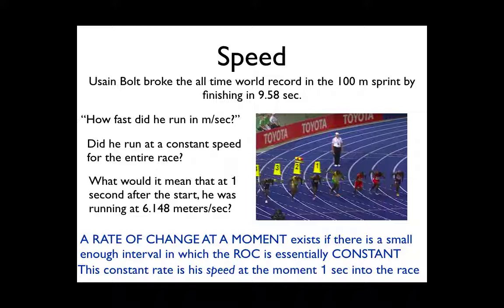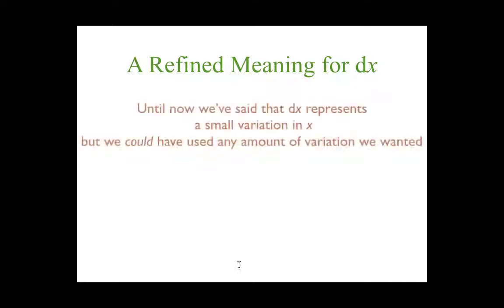This constant rate here is the speed at the moment 1 second into the race. Now, here's what I was saying. I've used dx in constant rate of change situations, and it could just talk about variation in the independent variable, whatever size we wanted to, starting from anywhere, going to anywhere else in the same situation. If you have one rate that applies to the whole situation, that's great. If you don't, you have to be careful.